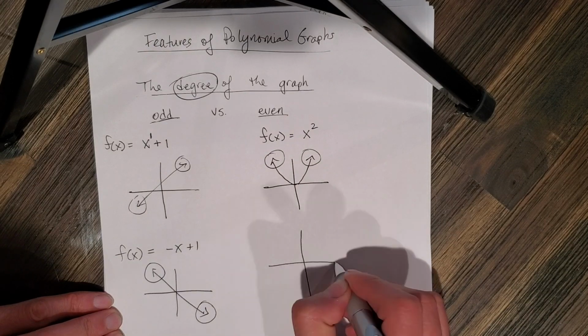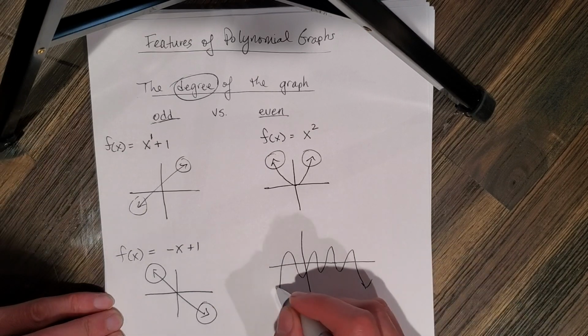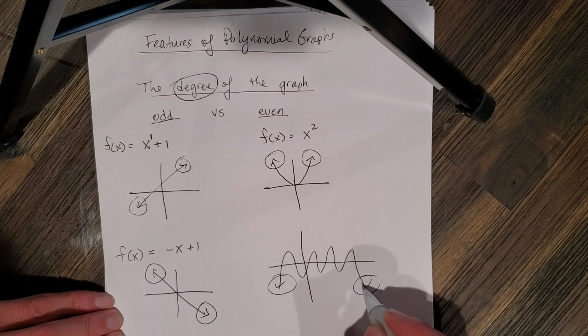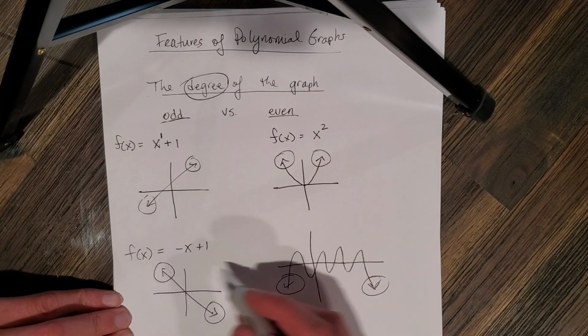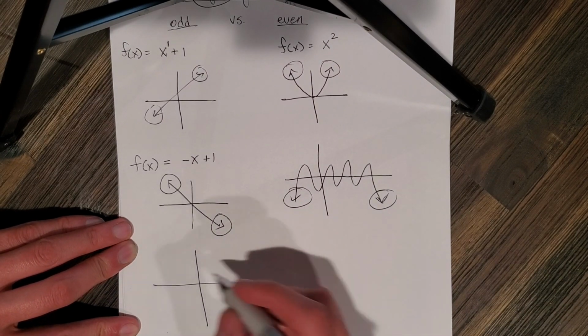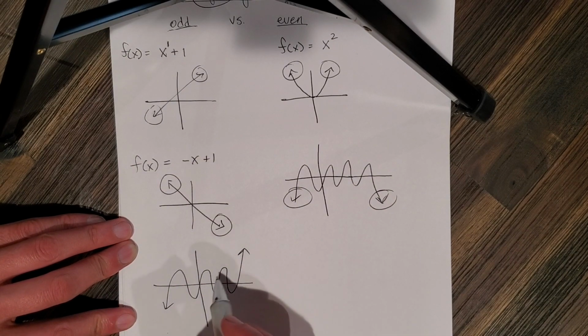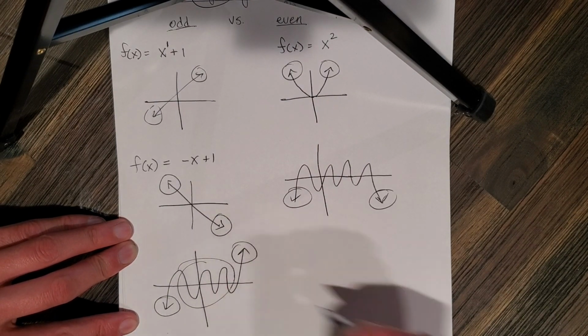Let's do another even one right here, and I'll make it like this. I just made up all these curves here, but notice the ends are what tell us what type of degree it is. If both ends are going in the same direction, whether down or up, then the degree is even. Let me draw another example with a lot of waves here. Notice I have a lot of curves going on in between, but that doesn't matter. This is what matters here.